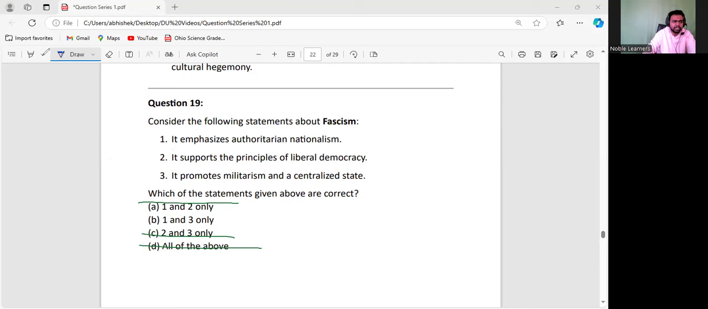That is option B, because it emphasizes authoritarian nationalism. Authoritarian nationalism means your nationalism would be defined by the leaders. Understand my point, otherwise you would be termed anti-national. So you are not going to decide what you believe and what would be the fate of your nationalism. It is the leader who is going to define whether you are a nationalist or not.